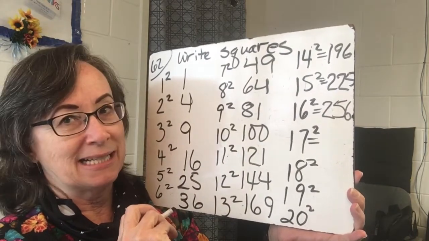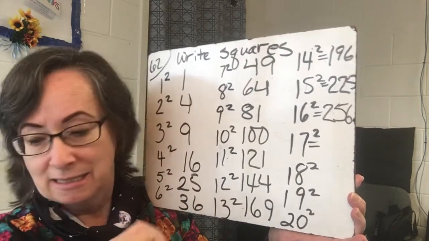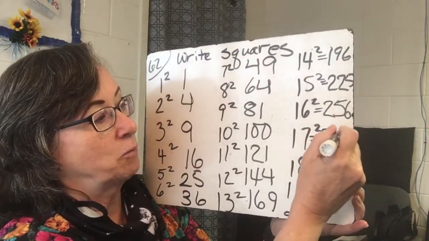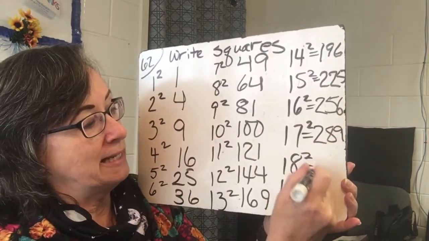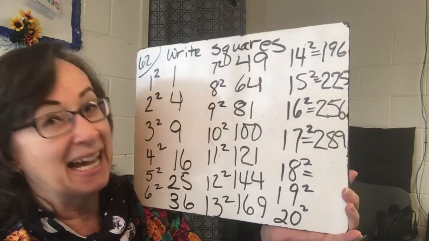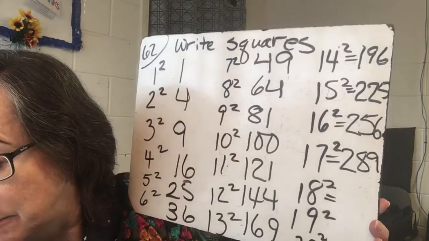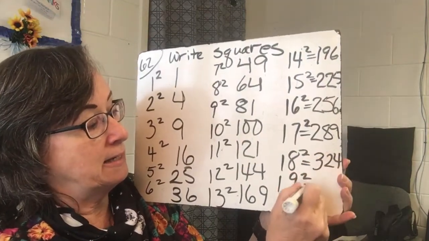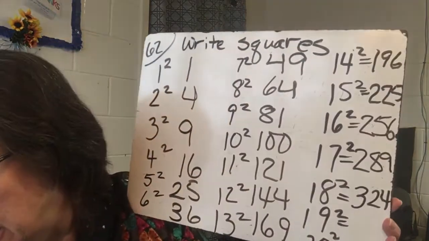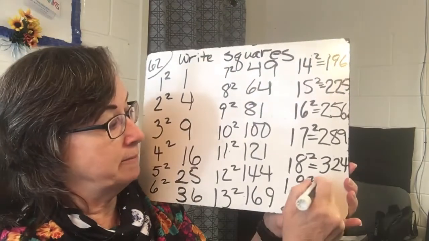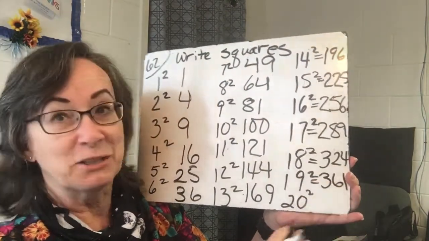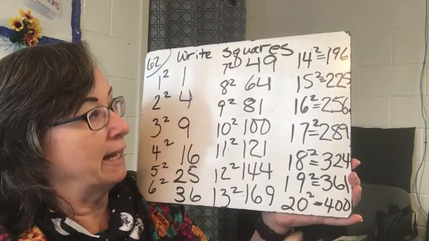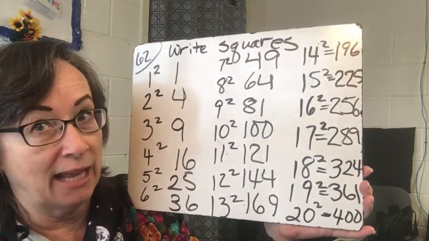I want to say it's 289, and I'm right. I need to work on these a little bit too. 18 times 18, I don't know. 18 times 18 is 324. 19 times 19, I don't know, is 361. But 20 times 20 is easy. That is 400. Okay, so I've got a couple of these that I should learn.